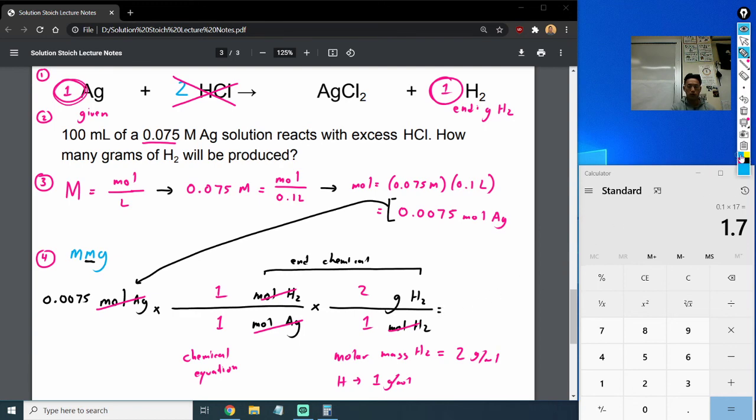Okay, from there, we can just solve it out. So we're going to go on our calculator and just plug in the numbers that we have, top divided by bottom. So our starting number is 0.0075. The first fraction, if we multiply by 1 and then divide by 1, it's the same thing, so we can ignore it. That means we only need to do calculations for the last fraction, and we're just going to multiply the top, which is 2, and we'll get 0.015. Okay, so that means our final answer for this problem is 0.015 grams of H2, and that's going to be our final answer.